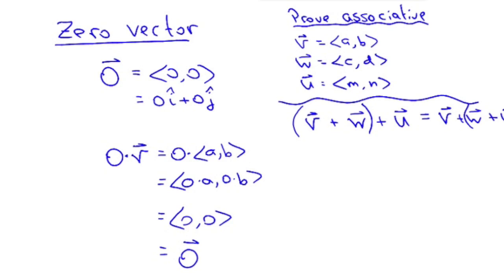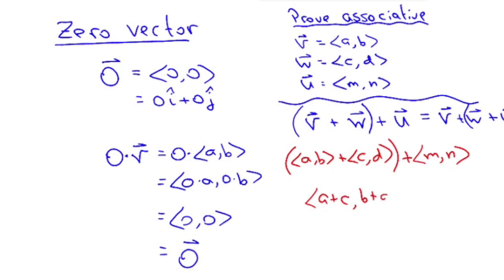So you start off writing things in components. So this would be <a, b> plus <c, d> plus finally <m, n>. It's probably easier with i's and j's. Ooh, that's going to get messy. Let's just do it this way. It's possible this way too. All right, so when you add these 2 together, what do you get? <a plus c, b plus d>. And then off to the right is this <m, n>. So far, so good.